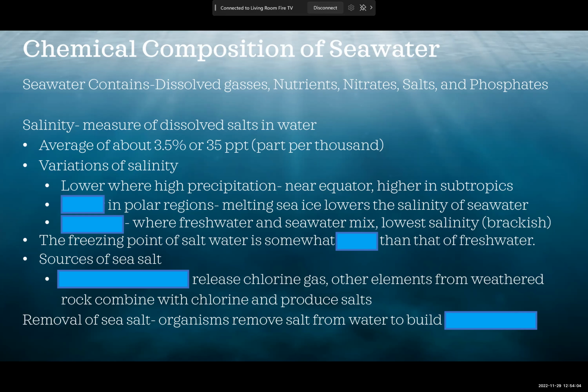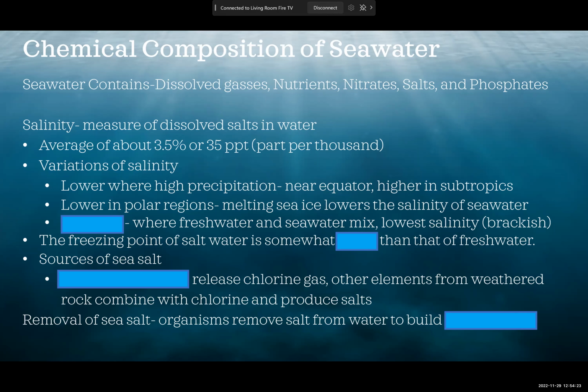So what happens in the polar regions with salinity? Do we know? Melting ice? Chloe? There you go. Same concept. It's going to be lower because it's diluting it again. You've got polar regions where your ice is melting into the water, and that water is then going to be, of course, less salty.